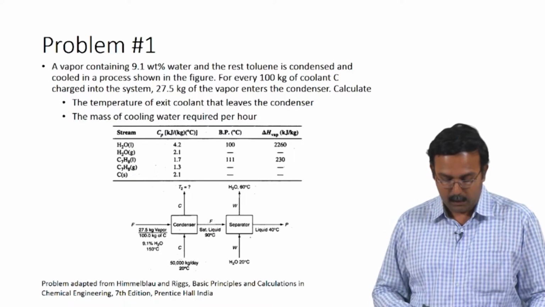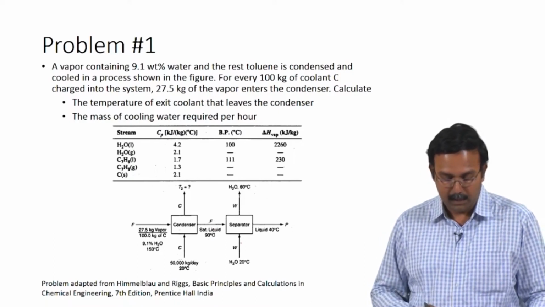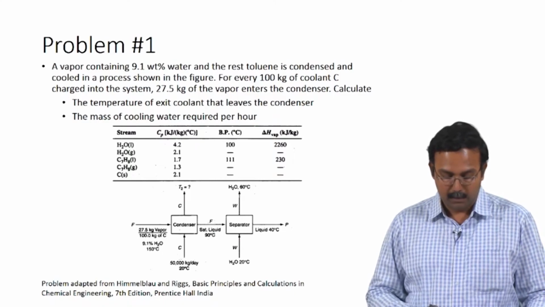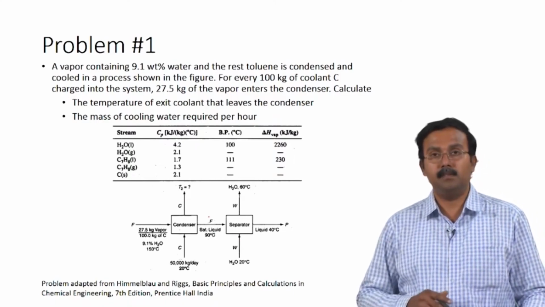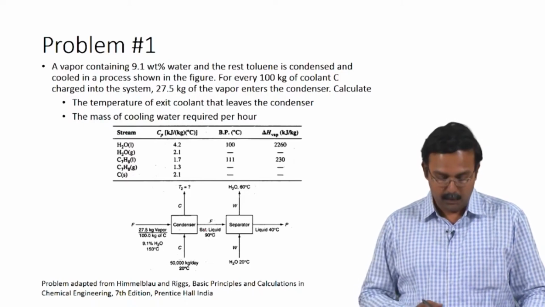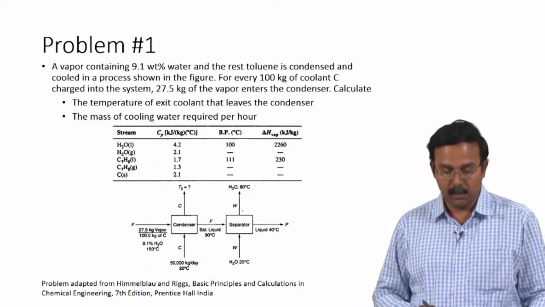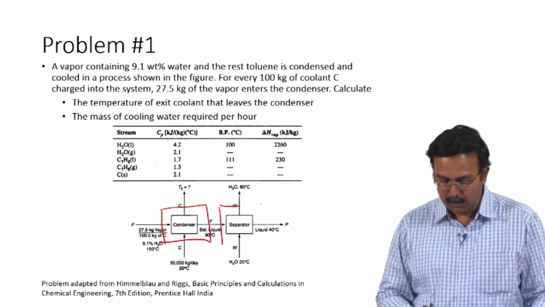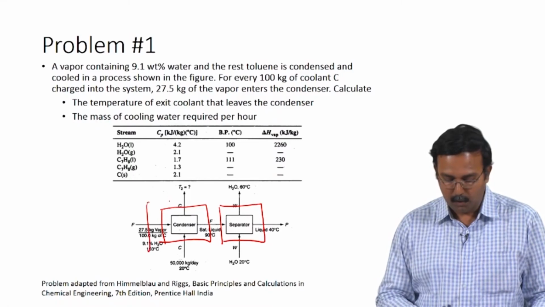So, taking that into account, this is the flow chart we have, and one thing we need to be clear about is what is the heat which is being transferred between the system we are interested in and the surroundings. So, we can have different systems which we can choose here. So, we could either choose the condenser as a system, or the separator as the system, or the overall system.